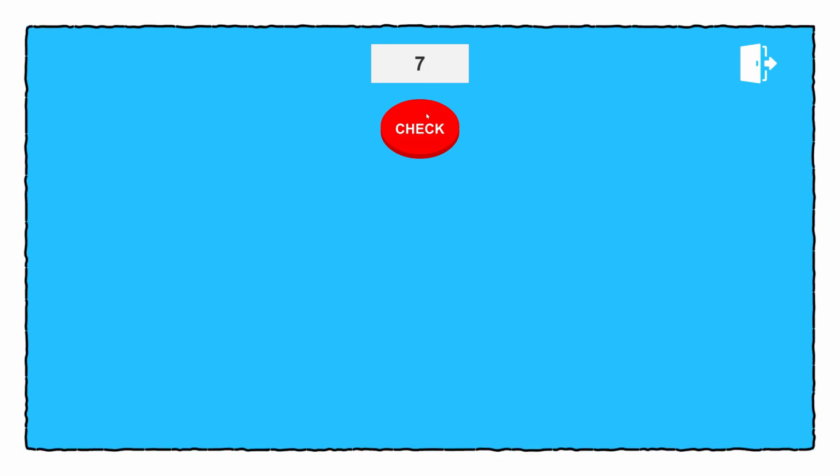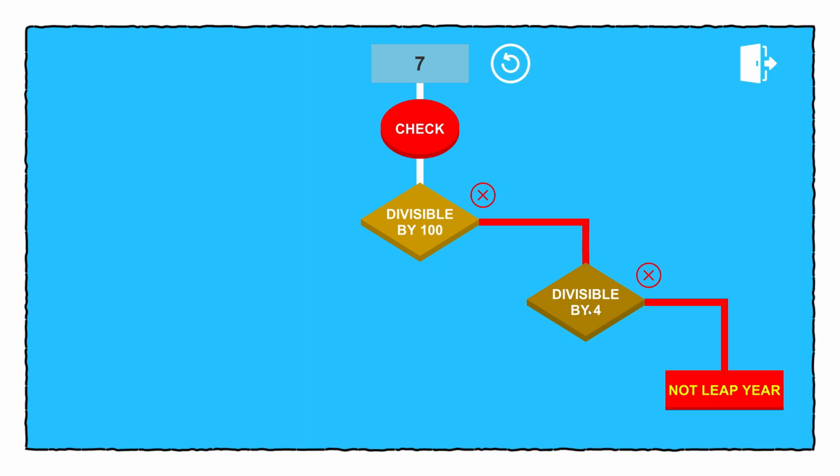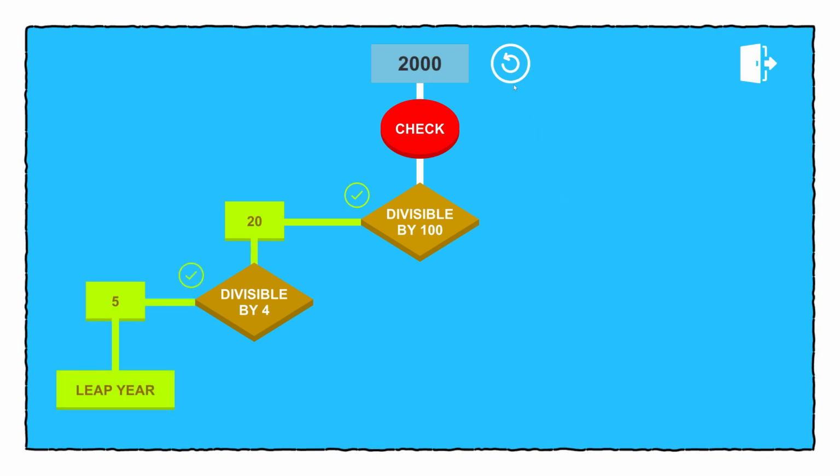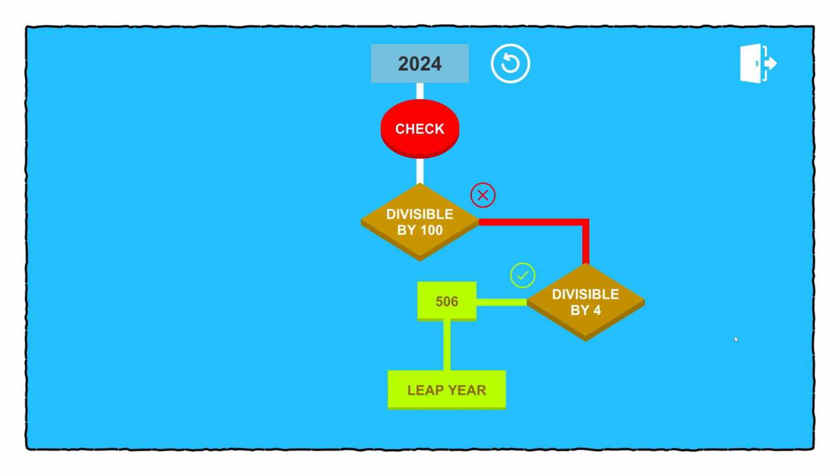Next we check year 7. The result is not a leap year. Year 100 is also not a leap year. Year 2000 is a leap year. Year 2024 is a leap year.